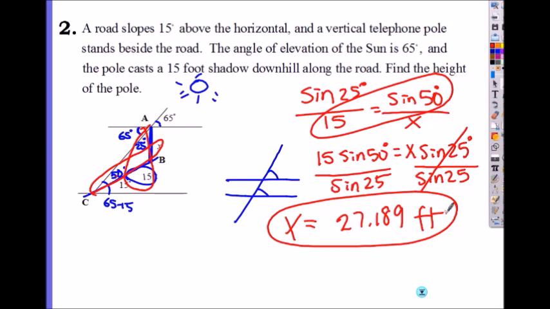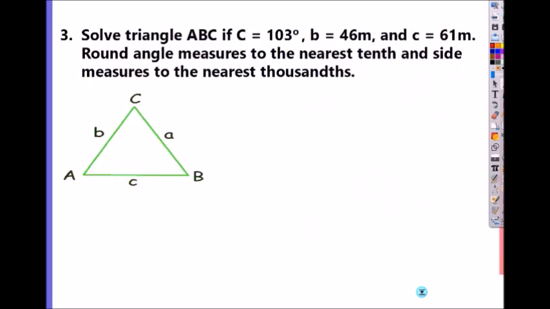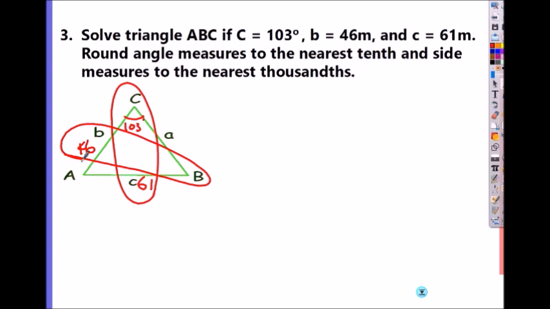Okay. Try number 3. Would they always ask you to find the missing length like the last two? No. You have to also find the missing angle. So here angle C is 103, B is 46, and C is 61. You see how this is angle side side? You see how we have a matching side and angle? Then we can use law of sine. So we're going to go ahead and solve B first.